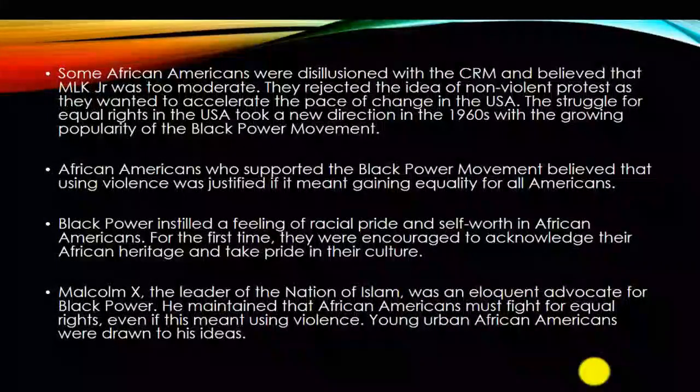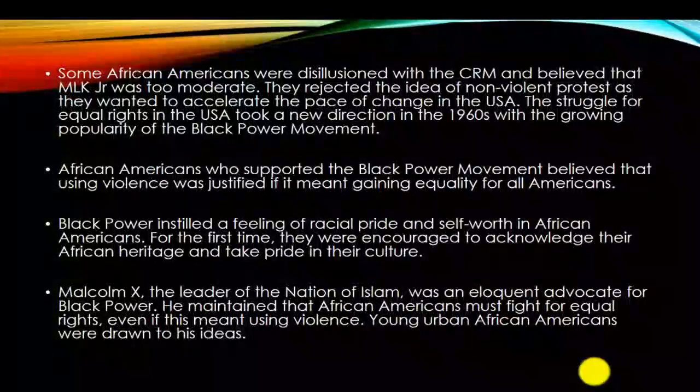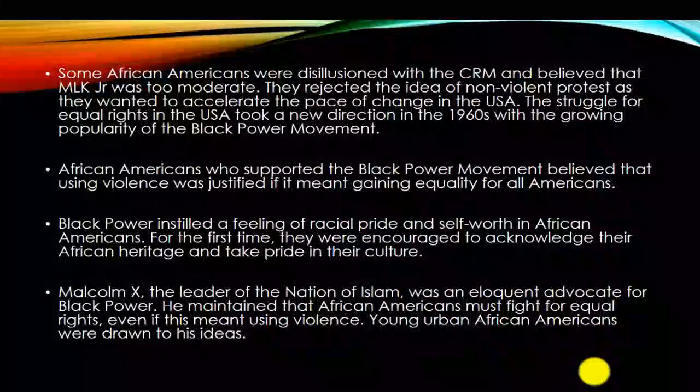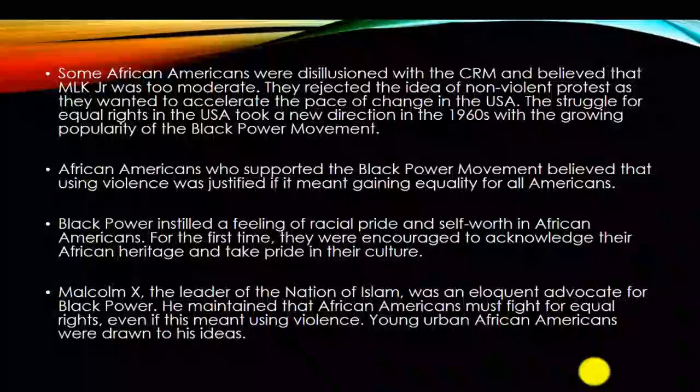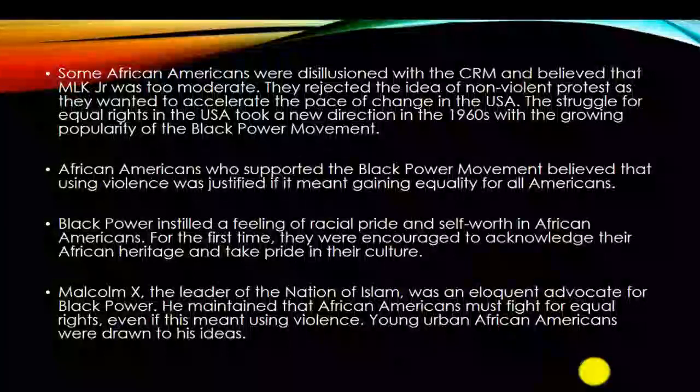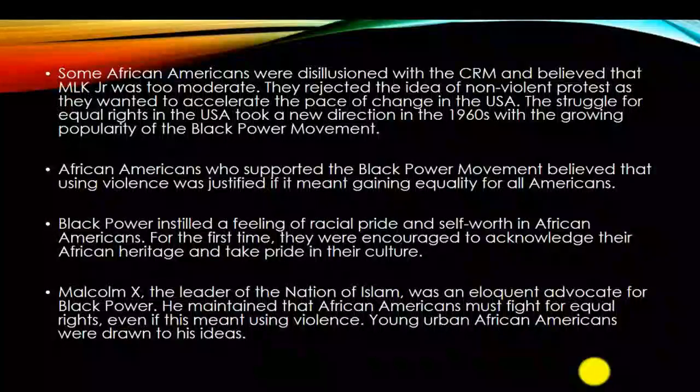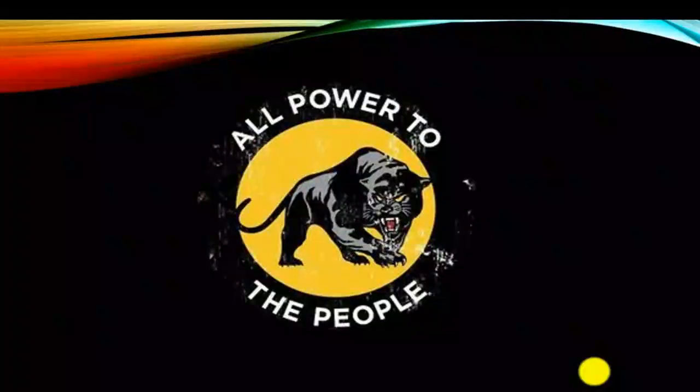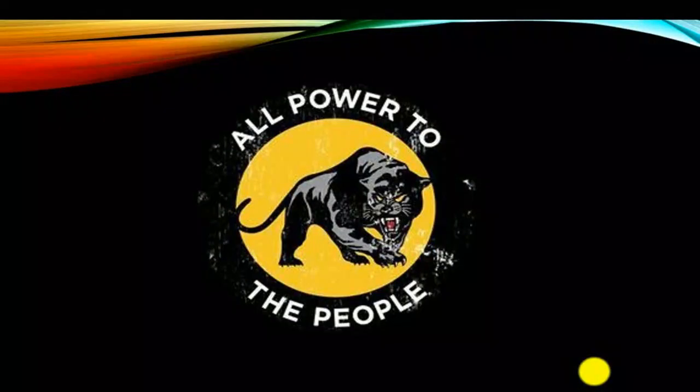Malcolm X, the leader of the Nation of Islam, was an eloquent advocate for black power, and he maintained that African Americans must fight for equal rights, even if this meant using violence. And young urban African Americans were drawn to his ideas. Okay. So the Black Panther Party believed in all power to the people.